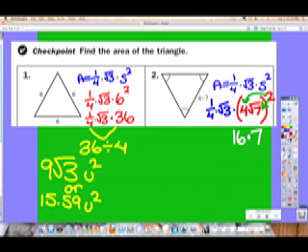Technically, what's 16 divided by 4? Right? And then 4 times 7? Yeah, I agree with you. It's totally 28. So 28 square root of 3, same thing, units squared.